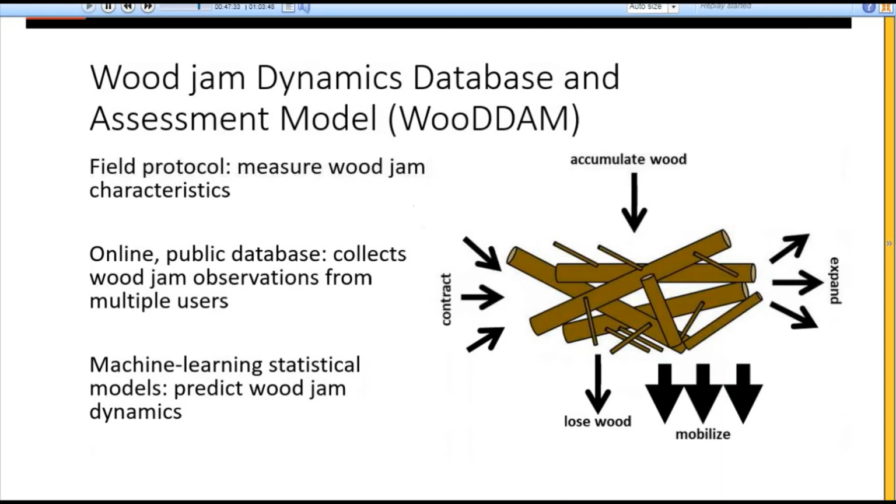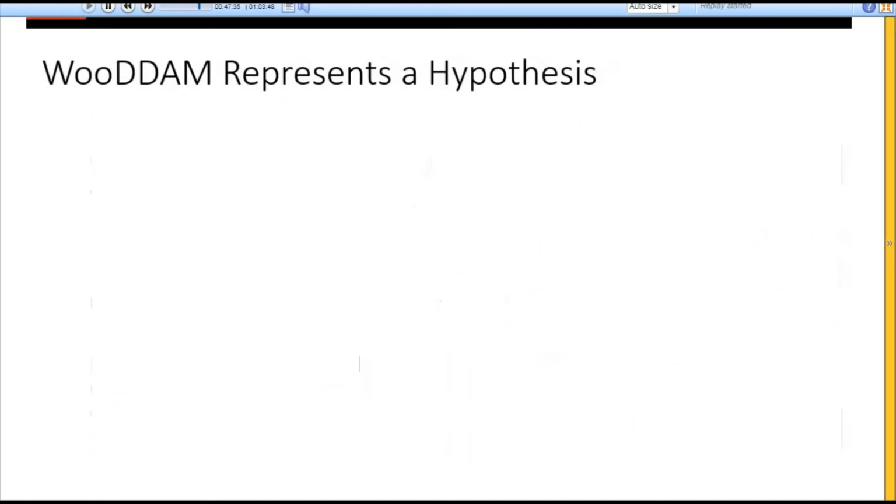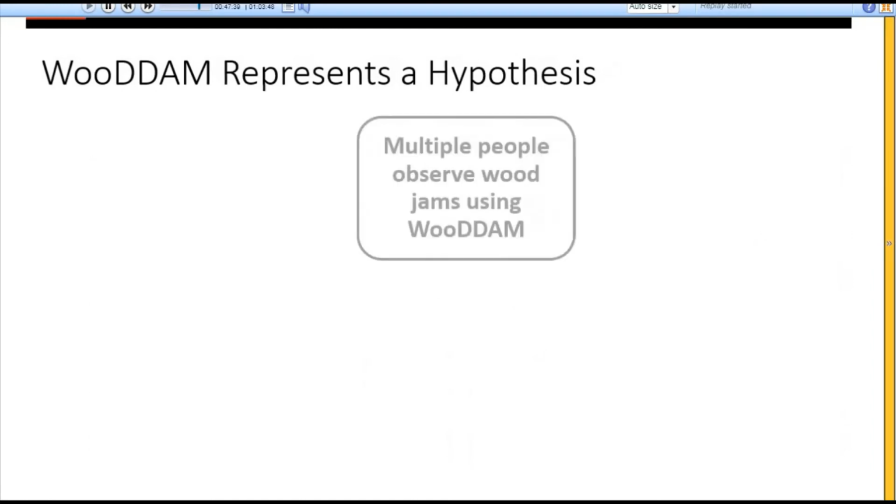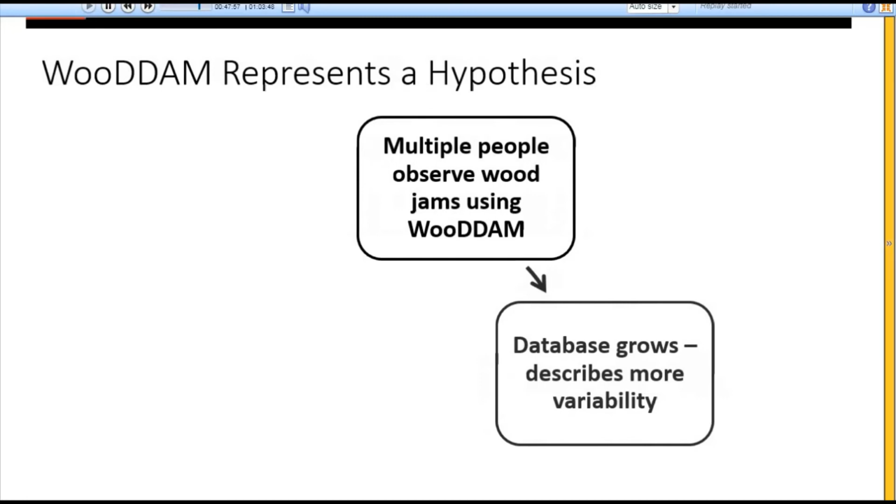So this whole framework, WooDDAM, sort of represents a hypothesis, which is that if we get a bunch of people out measuring wood jam characteristics, measuring wood jam dynamics, say, for instance, after a company reintroduces wood to a river and they need to monitor wood for some period of time, they could use WooDDAM to collect that data and share it in this public database.